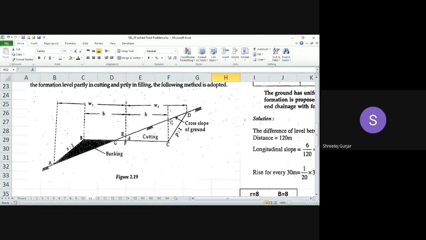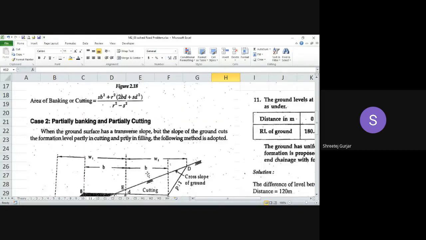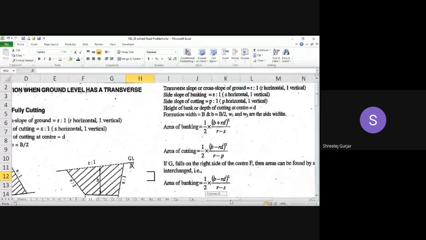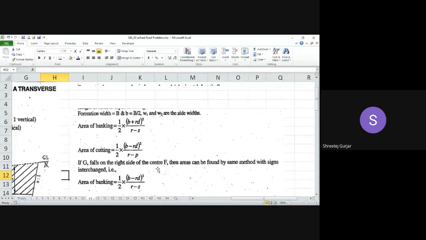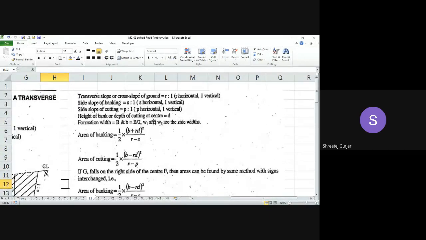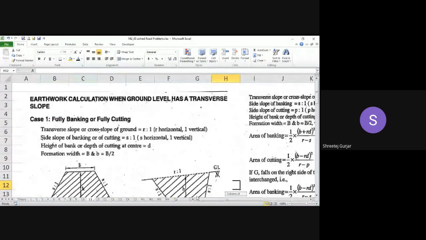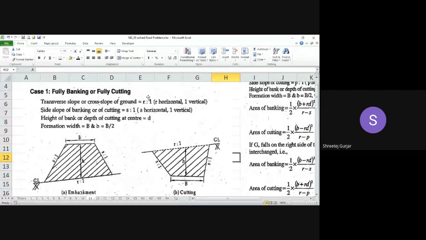So calculation of this cross section is very complicated, wherein you have this banking part and then you have this cutting part. You have to use many terms and then you have to calculate. You can observe here, you have many formulas which you require to calculate that. So usually this kind of numerical will not be asked in our exam. So we can skip this part and we will focus only on fully banking or fully cutting.